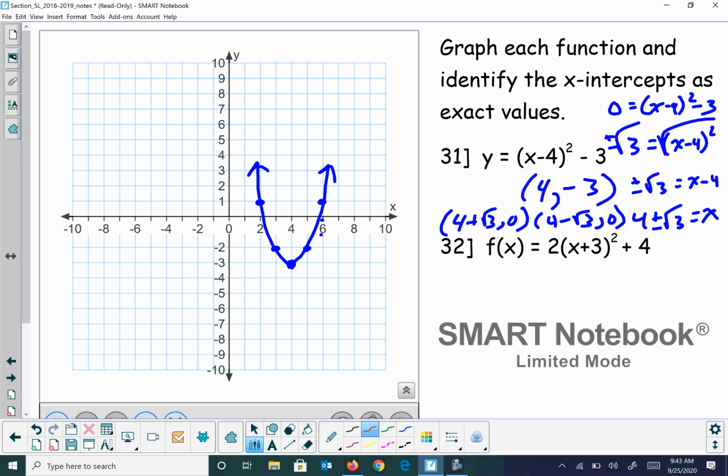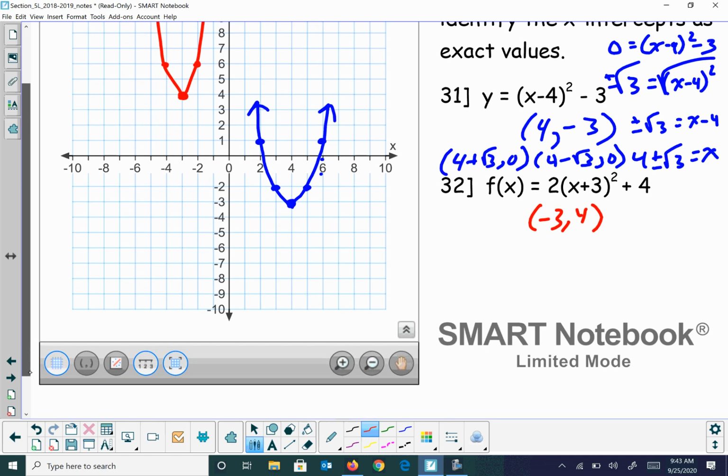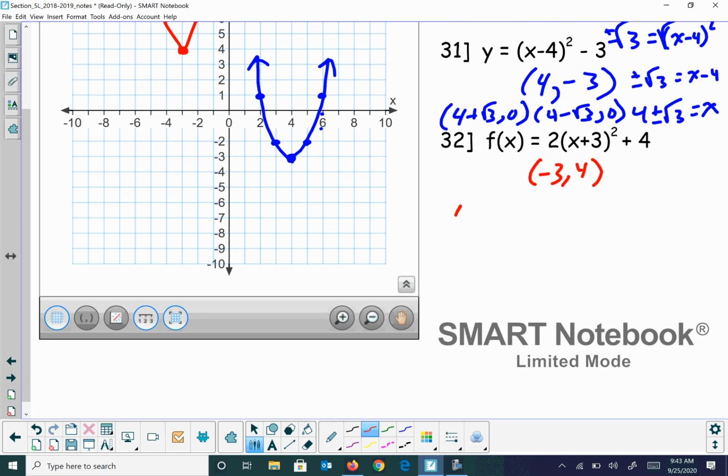Next problem we'll go ahead and do in red. So I have a vertex of negative 3, 4. So negative 3, 4 is up here. Pattern graph is going to go right one up 2, left one up 2, right one up 6, so it goes off the screen. So is this going to cross the x-axis? No, but let's see what happens when we go and solve this problem.